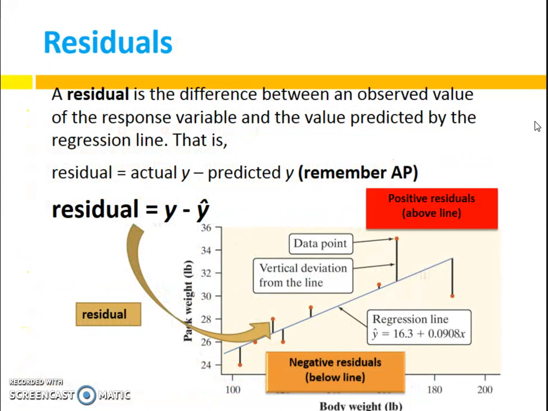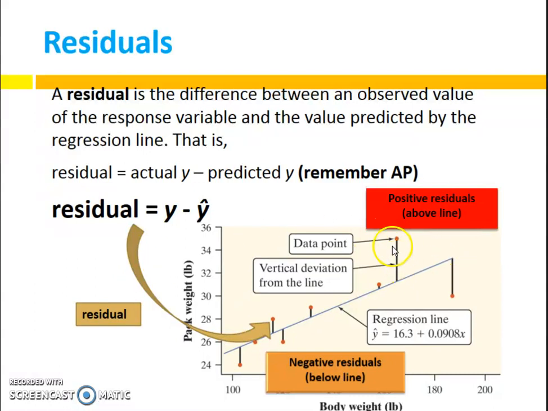Residuals. What in the world is a residual? Well, a residual is the difference between an observed value of the response variable and the value that we predicted by the regression line. So it's the actual y that you have minus your predicted y. So if you remember AP, of course, actual minus predicted. It's whatever the true y is minus the y hat, just like when we did z-scores.